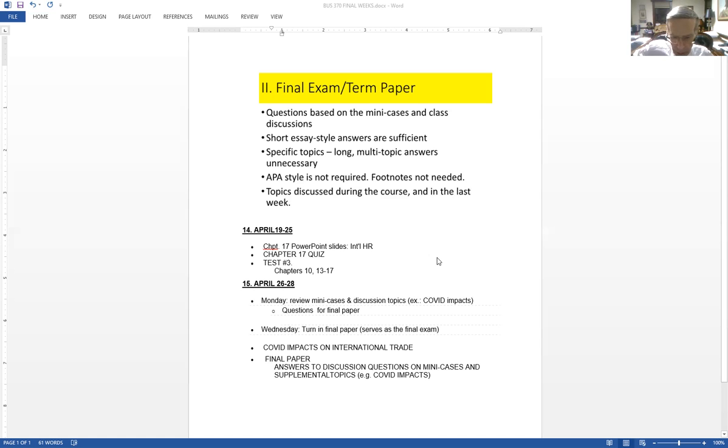And in the last week, we'll have a real in-depth review of the themes of the many cases and other discussion topics such as COVID. But the idea is to review with you what the themes of these many cases have been and then what the issues are that you will need to write answers about.